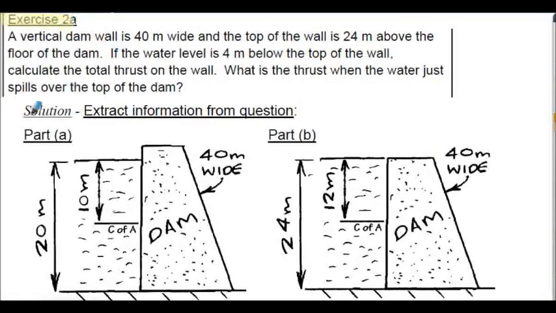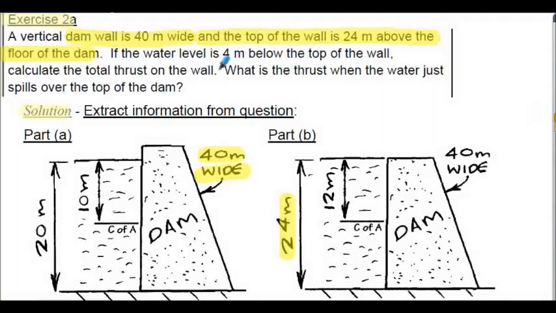Exercise 2 is the commencement of the solution. As always, we extract the information from the question. We know the dam wall is 40 meters wide, that's out of the page so to speak, and the top of the wall is 24 meters above the floor of the dam. So I'm showing that here, 24 meters above the floor of the dam.